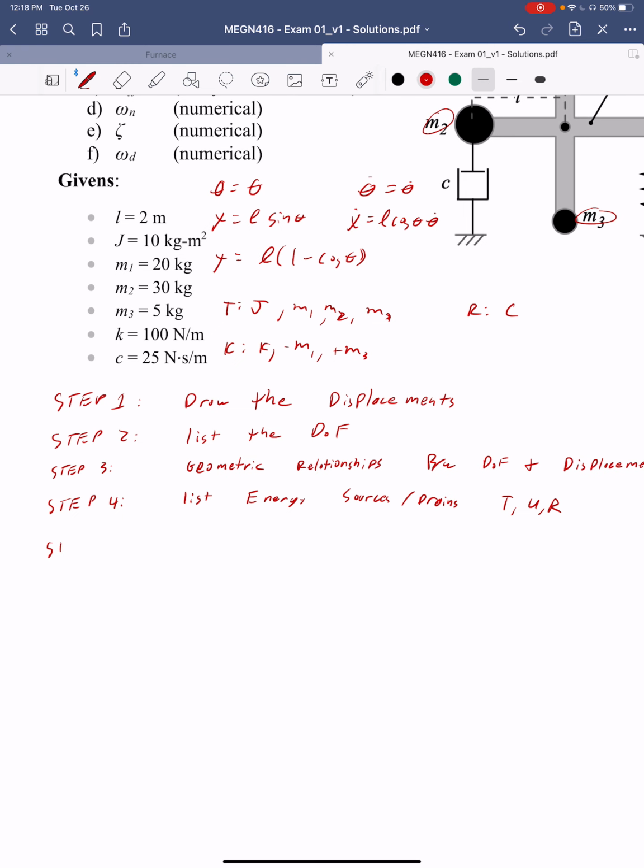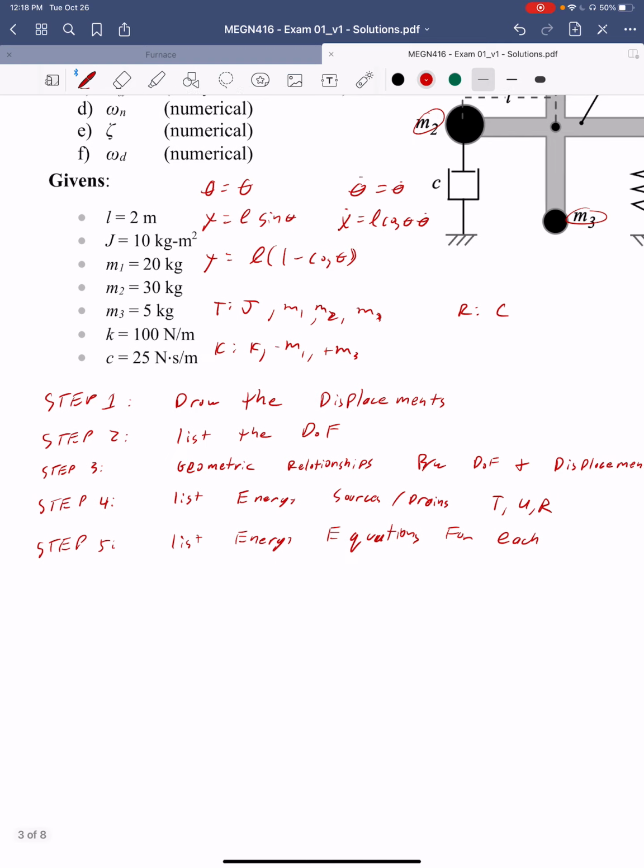Okay. And then step 5 would be list the energy equations for each source and drain.